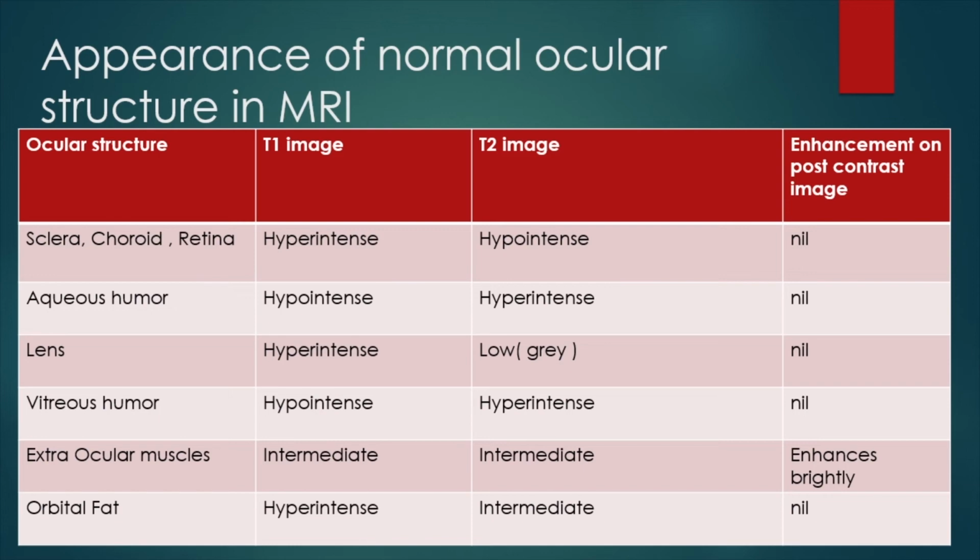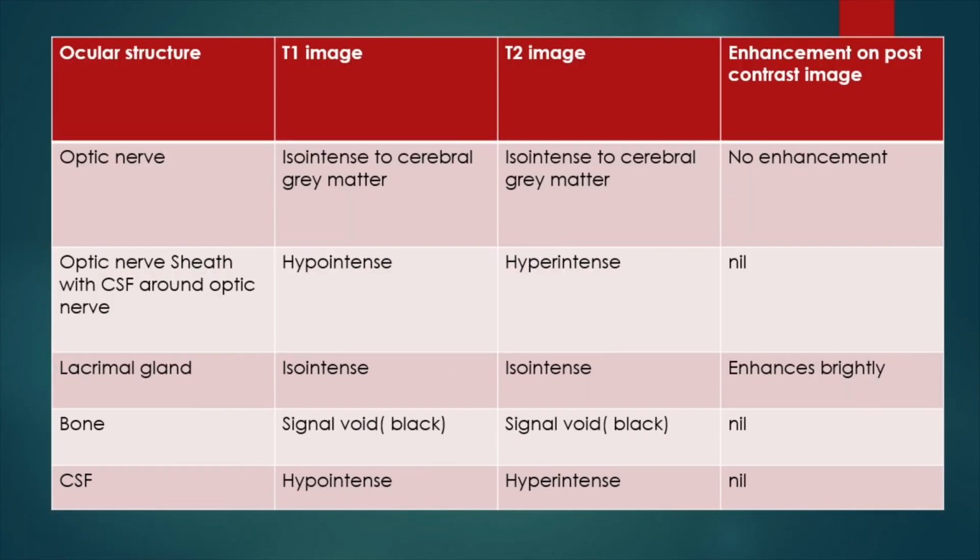Extraocular muscles would appear intermediate intensity in both T1 and T2, and orbital fat appears hyperintense in T1, and in T2 image it appears intermediate hyperintensity. Optic nerve would appear isointense when compared to the cerebral gray matter, and it shows no enhancement normally.